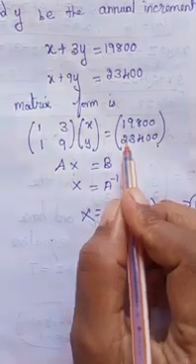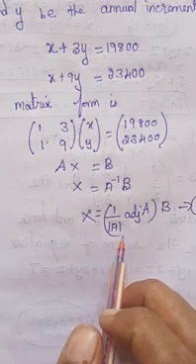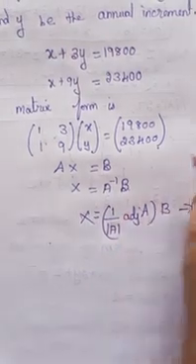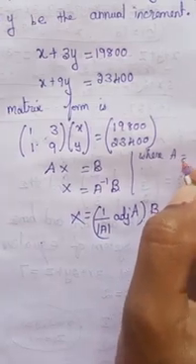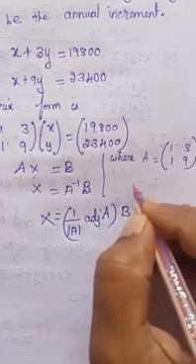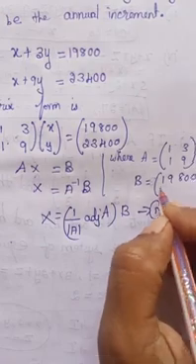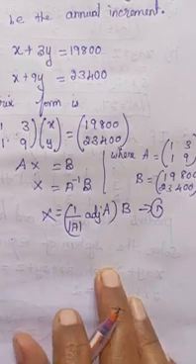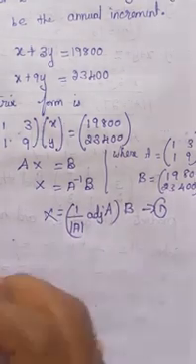We know what is B, what is A and what is X. So, we want to find determinant A and adjoint A. If you need to write one more step, you can write on the side where A is equal to matrix 1, 3, 1, 9 and B is equal to 19,800, 23,400. Now, shall we simplify it? We have to find out what is determinant A and adjoint A.